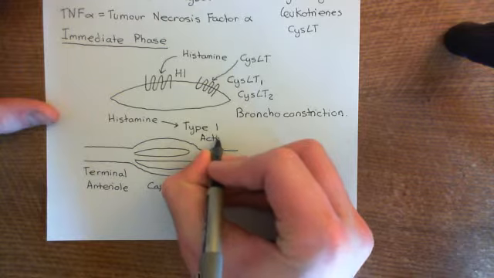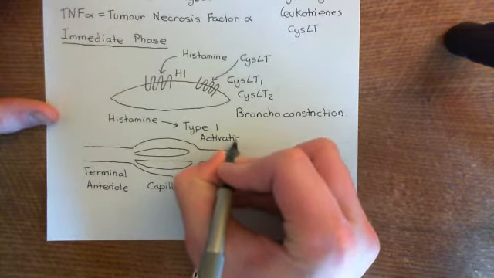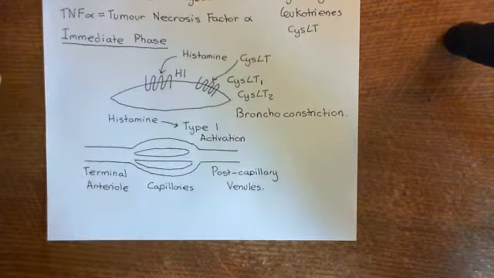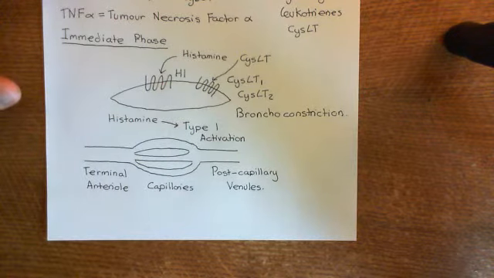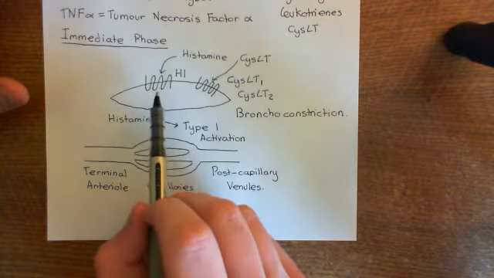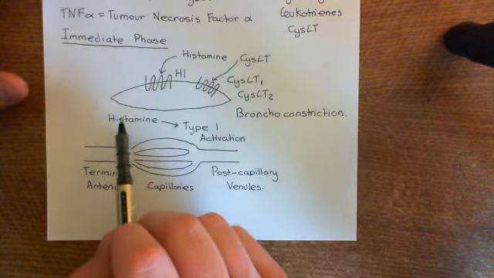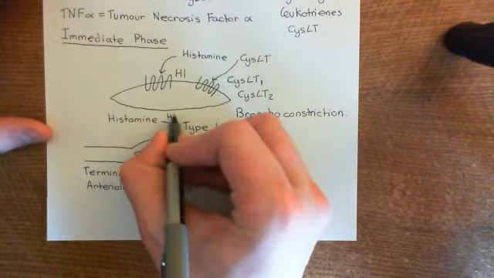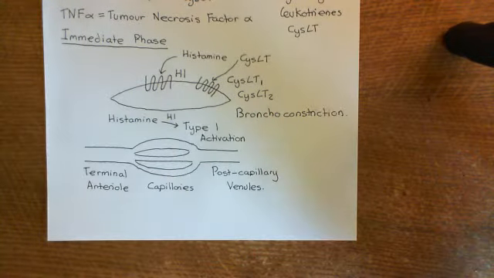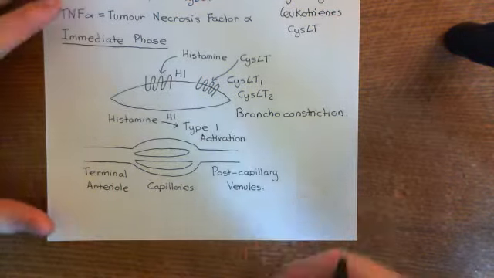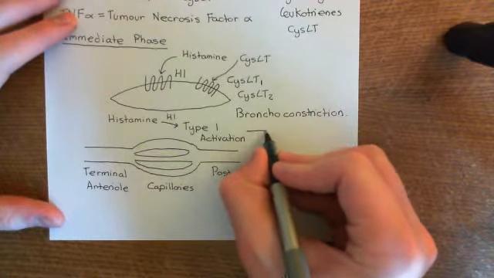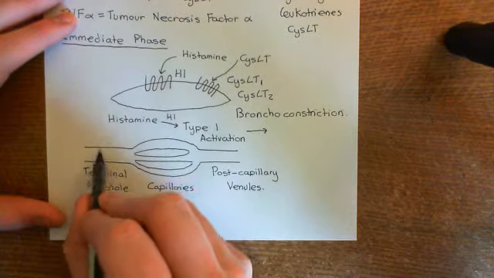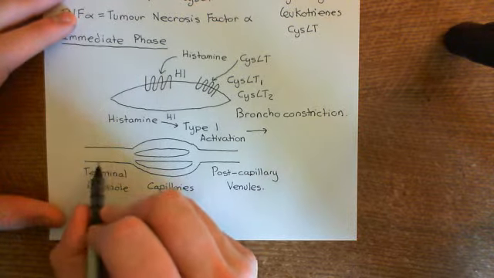Now, type 1 activation occurs extremely rapidly. Within a few minutes, the endothelial cells will have undergone type 1 activation after being stimulated by histamine. And again, the receptor on the endothelial cells that responds to the histamine is an H1 receptor. So via H1 receptors, they're going to trigger type 1 activation. Okay, now what does type 1 activation lead to? Well, it leads to relaxation of the smooth muscle cells surrounding terminal arterioles.